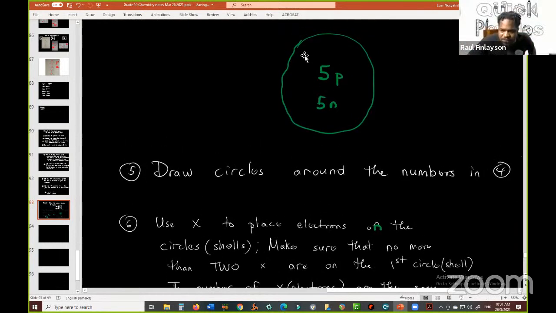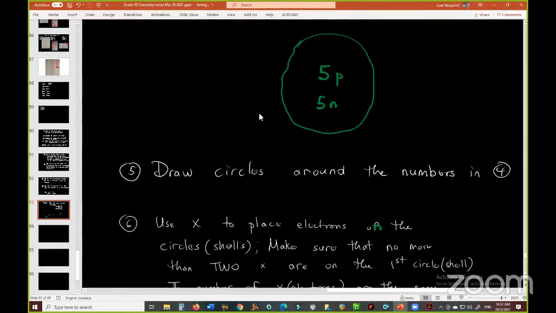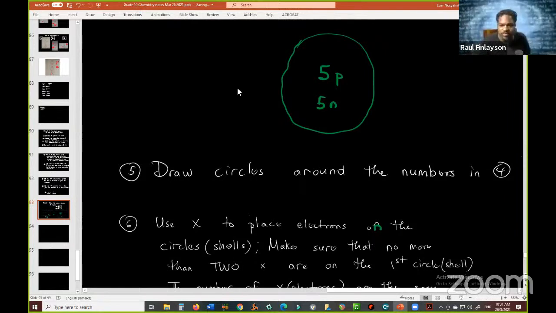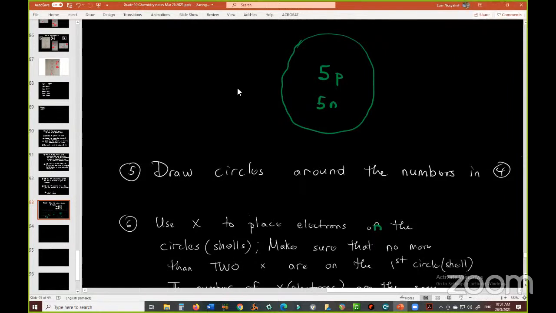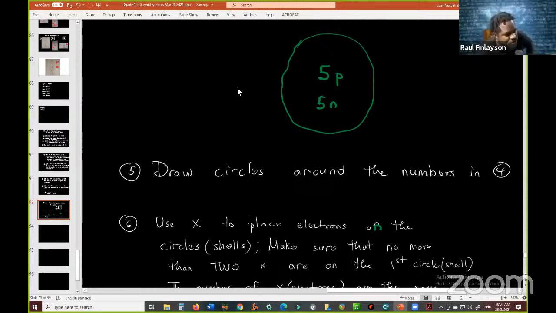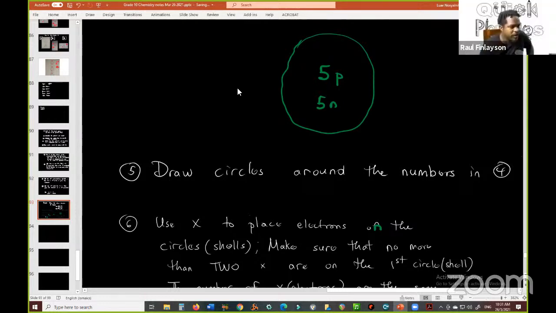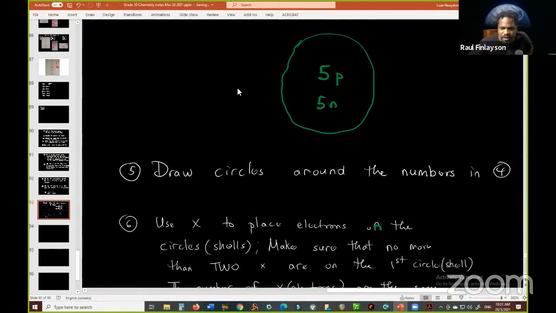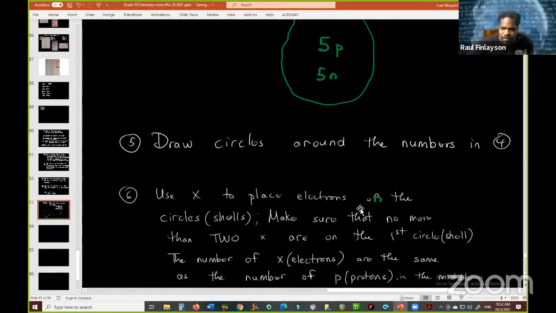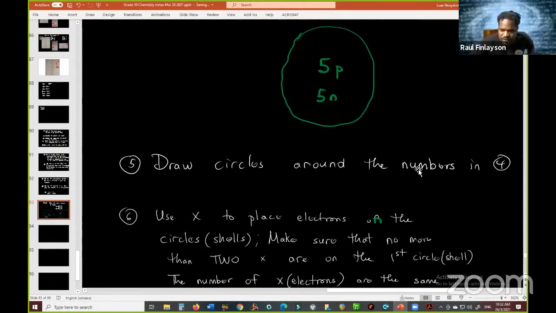Question now. How many X's do I need for this atom? 5, sir. Why is it 5? So I have 5 protons, sir. I hope everybody is listening to that. Like how you have 5 protons, you should have 5 electrons, sir. Very good. So O'Neill is saying if you have 5 protons, you must have 5 electrons. And then they say you're going to use X. You put those electrons as X on the shells.